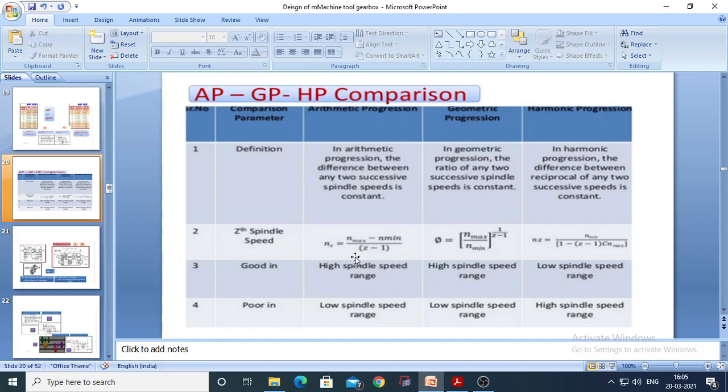We have calculated the z-th spindle speed in each and every progression. We know the formula nz is equal to n max plus or minus n minimum divided by z minus 1. Then here we have calculated the geometric progression ratio phi equal to n max divided by n minimum raised to 1 divided by z minus 1, and in the harmonic progression nz is equal to what? N minimum divided by 1 minus z minus 1 into c n max. C is given for the constant. We know that.